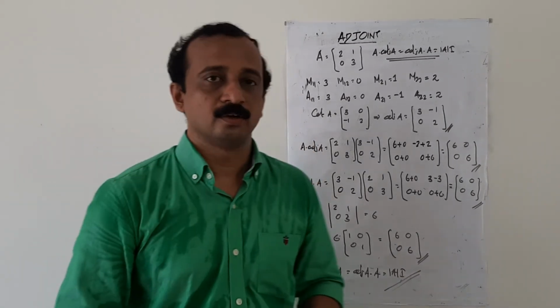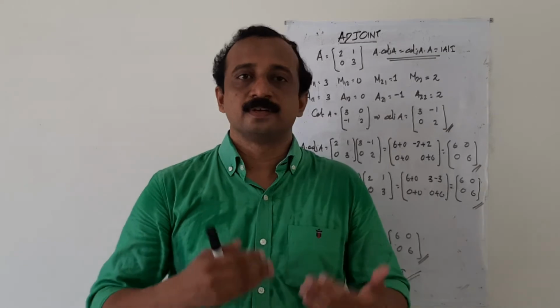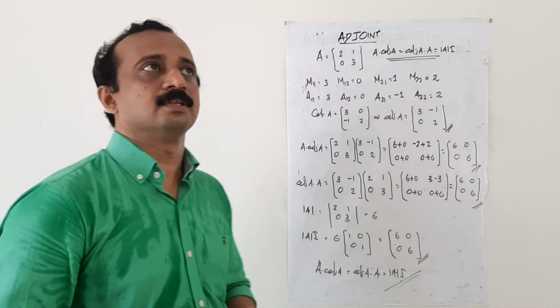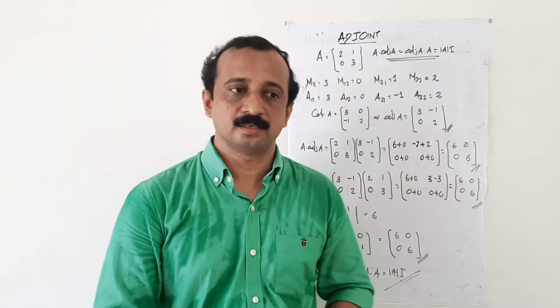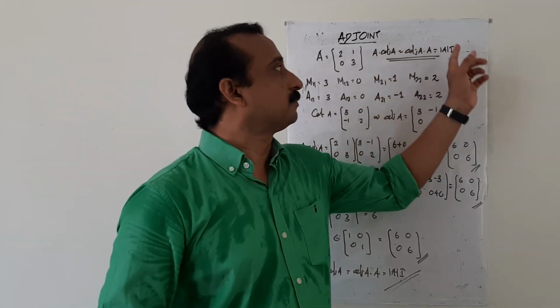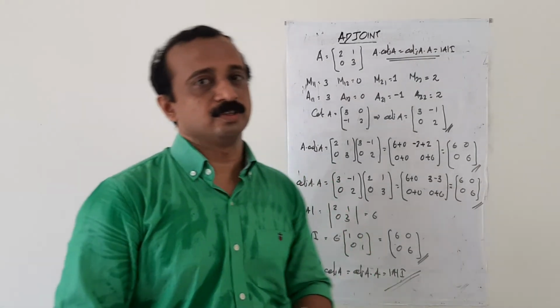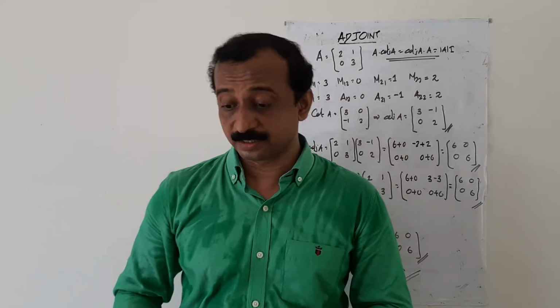That's all. Okay, it's a very important result because using this result, you develop the inverse. But the development is not included in the syllabus. For that we understand A into adj A is equal to adj A into A is equal to det A into I. It's a very important result. Okay.